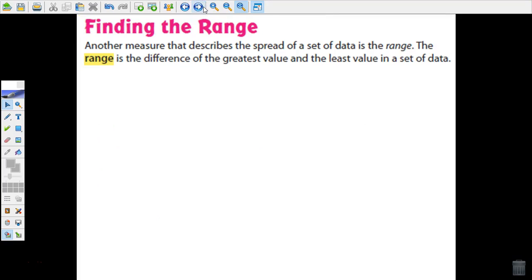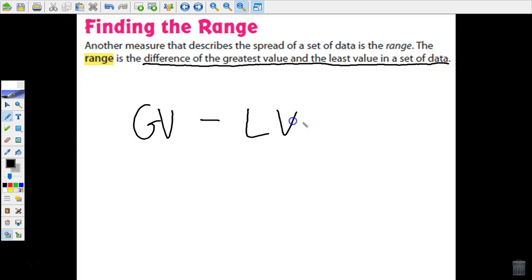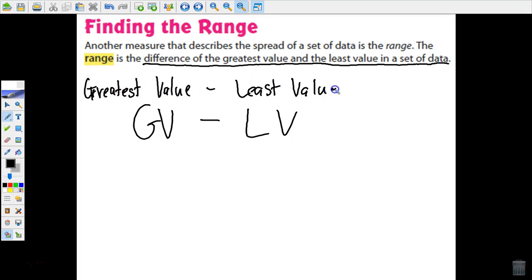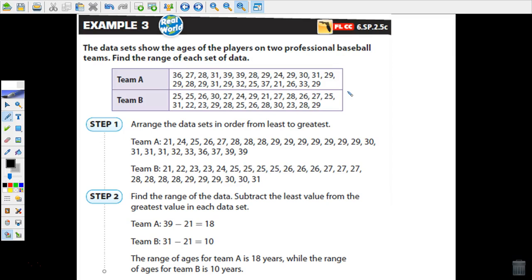Moving on. Finding the range. Another measure that describes the spread of a set of data is the range. The range is the difference of the greatest value and the least value in a set of data. So I'm just taking the GV minus the LV. Greatest value minus least value.